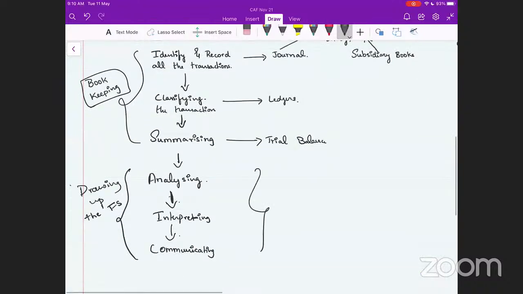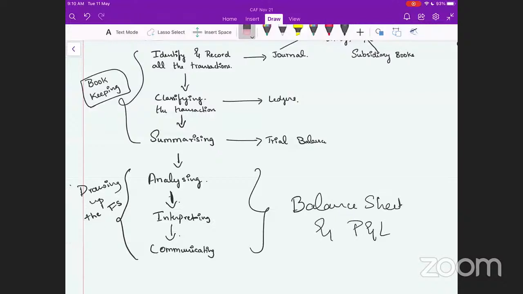So these are all drawing up the balance sheet, and you can take these stages as balance sheet and P&L account. Collectively, we call this financial statements. I like the term financial statements, but if you want, you can write balance sheet over there. We'll have a discussion about what financial statements are next.